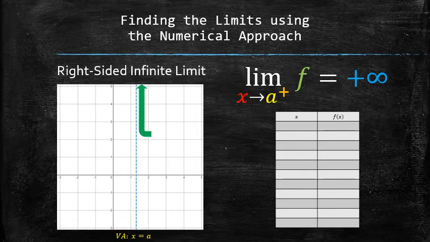When a function has the following right-sided infinite limit, as x approaches a value a from the right, the sequence of outputs will approach positive infinity. When a function has the following right-sided infinite limit, as x approaches a value a from the right, the sequence of outputs will approach negative infinity.